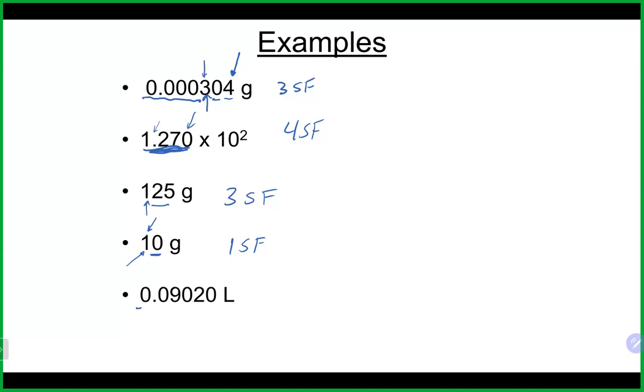Here we're going to go this way. We're going to start counting right there at the 9. We've got a trapped 0, which is significant. We've got a 2, which is significant. And we have this 0 at the end, which is significant, again, because way over there we have our decimal point. So this one would have 4 significant figures. In this particular case, it is the 0 at the end that is the estimated, uncertain digit. Any questions on any of those?